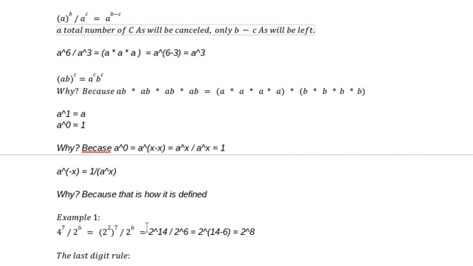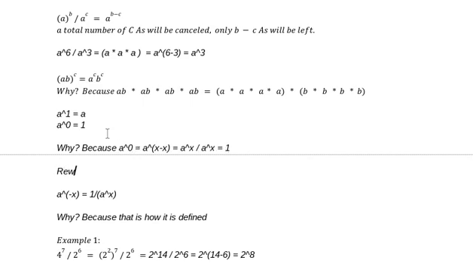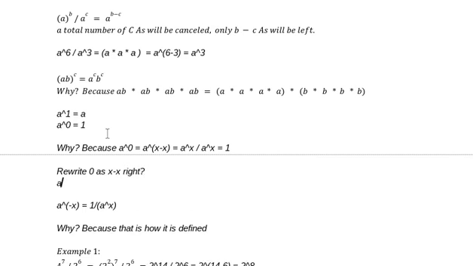The next thing we want to learn is that anything to the power of 1 is a, and anything to the power of 0 is 1. Why is that? Because for a to the power of 0, we can rewrite 0 as x minus x. So it's a to the power of x minus x, so it's a to the power of x divided by a to the power of x, which is 1.